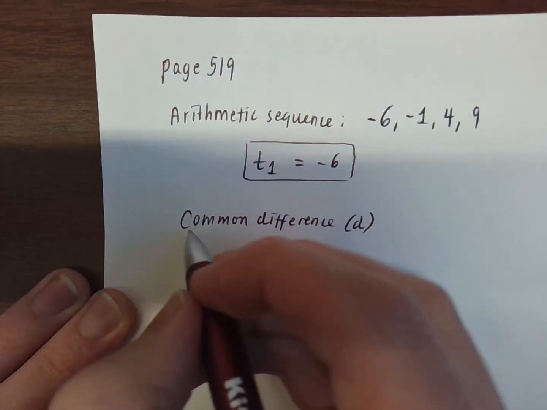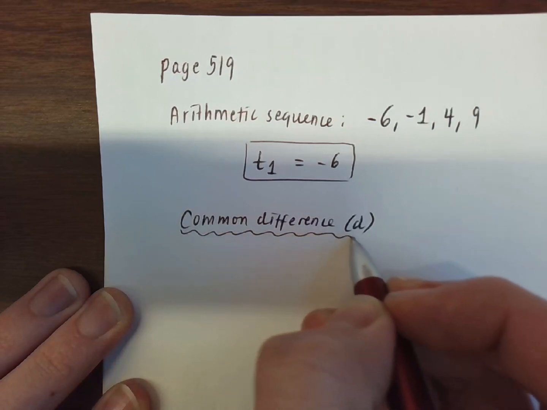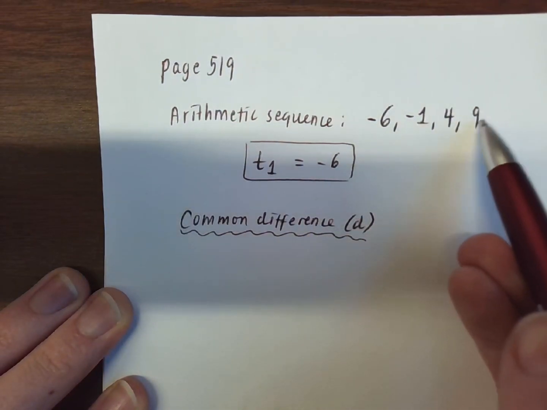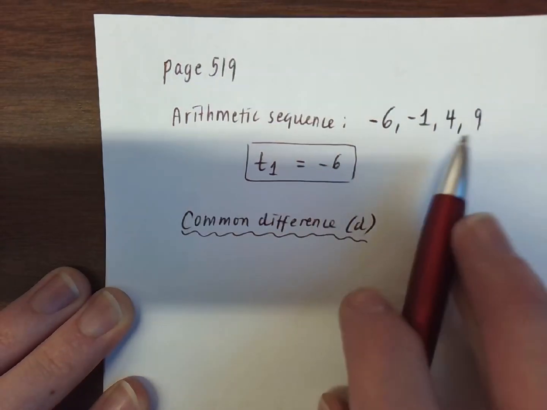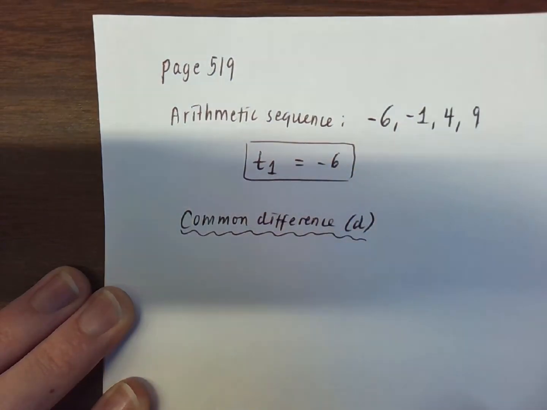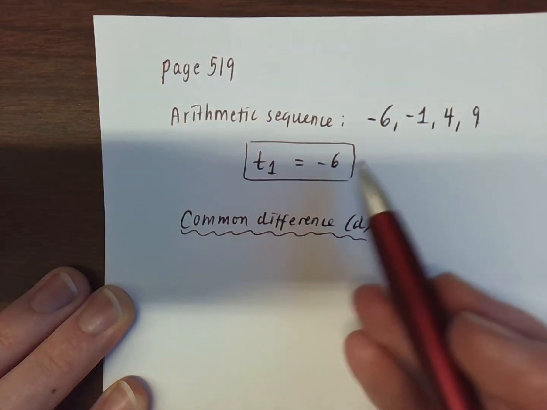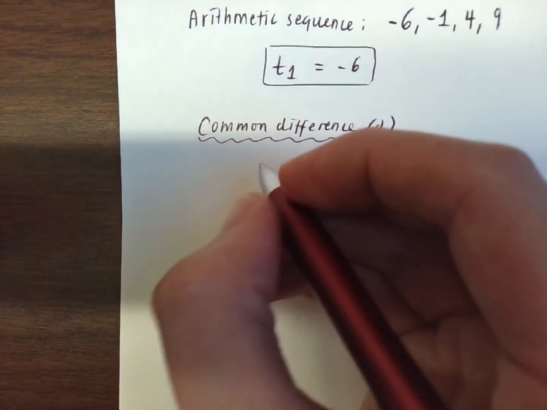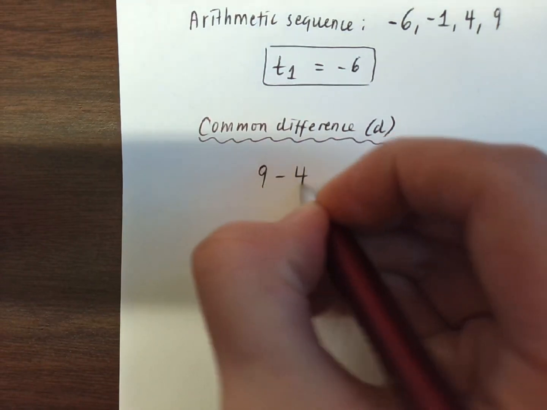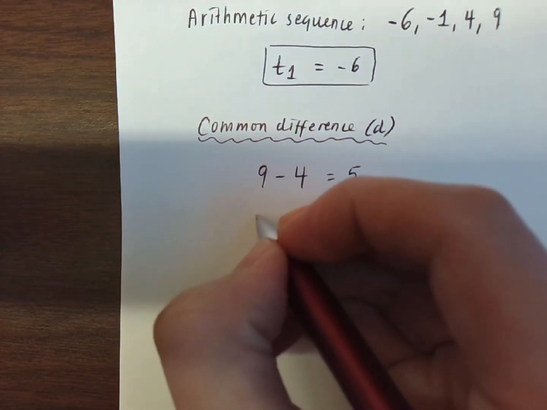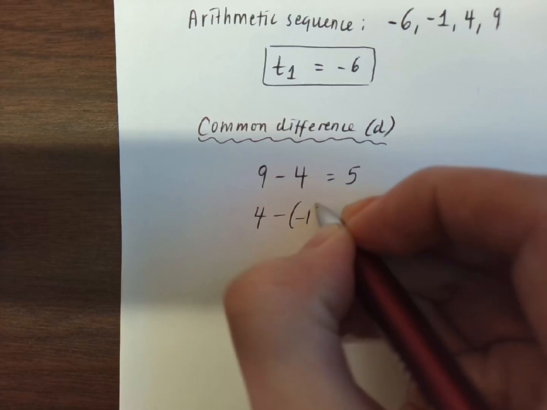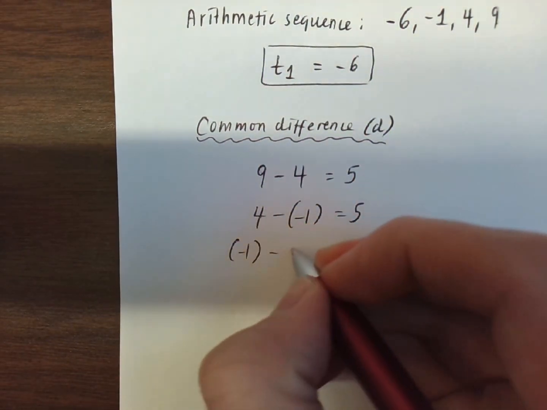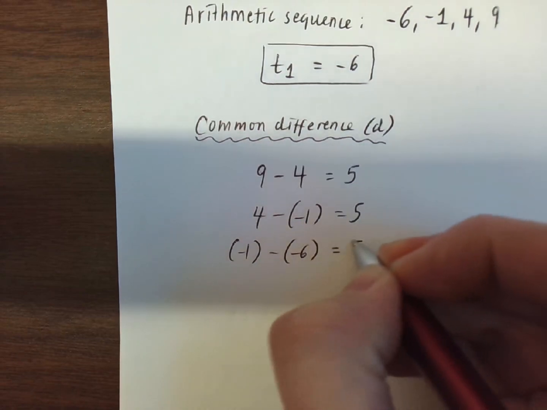well, I always have to just take one term and minus the one before it. If I take this one, I'm going to minus this one. If I take this term, I'm going to minus this one. If I take this term, I'm going to minus this one. And I should get the same common difference every time. So let's show that. 9 minus 4 equals 5. 4 minus -1 equals 5. -1 minus -6 equals 5.